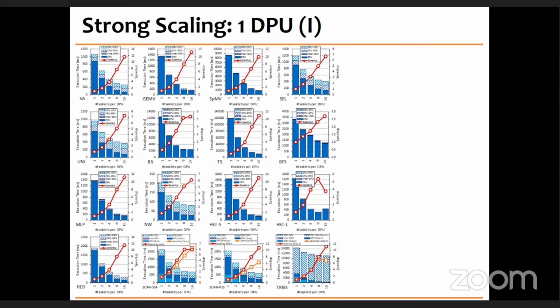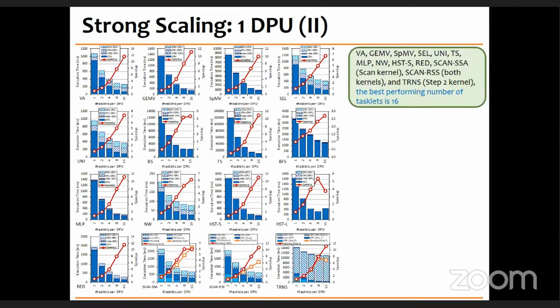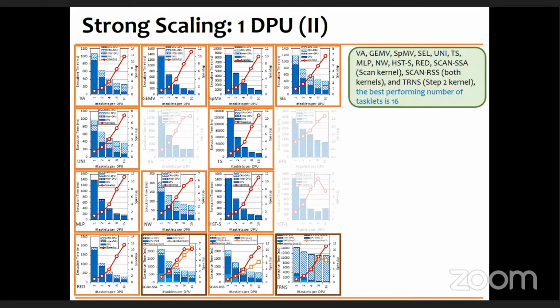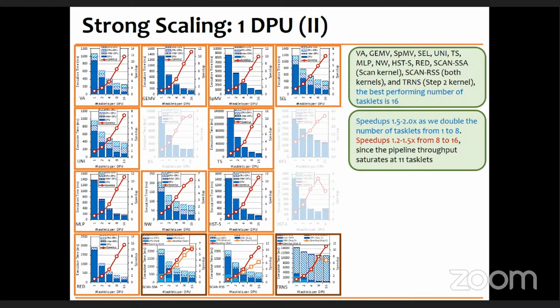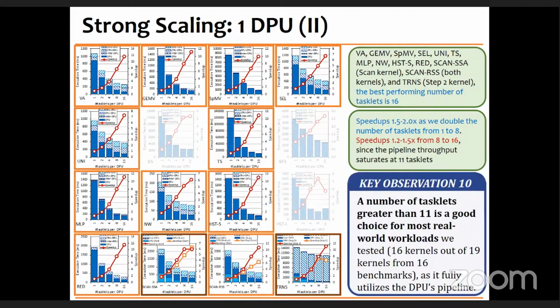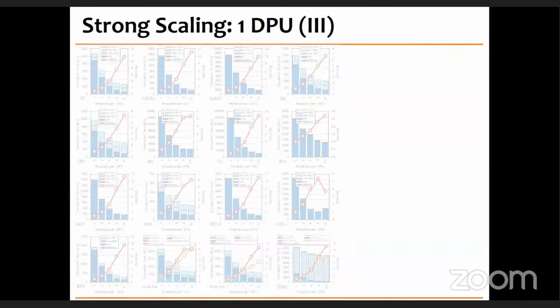So some observations here are, okay, the best performing number of tasklets is always 16 in most of these experiments, in most of the benchmarks. And this is in line with what we could expect from our analysis of the arithmetic throughput of the DPU. You remember that it saturates at 11 tasklets. So it makes sense. We are not testing 11 tasklets here, only 8 or 16. So that's why we see that the highest performance is obtained with 16 tasklets. But you could check yourself that the performance actually saturates at 11.